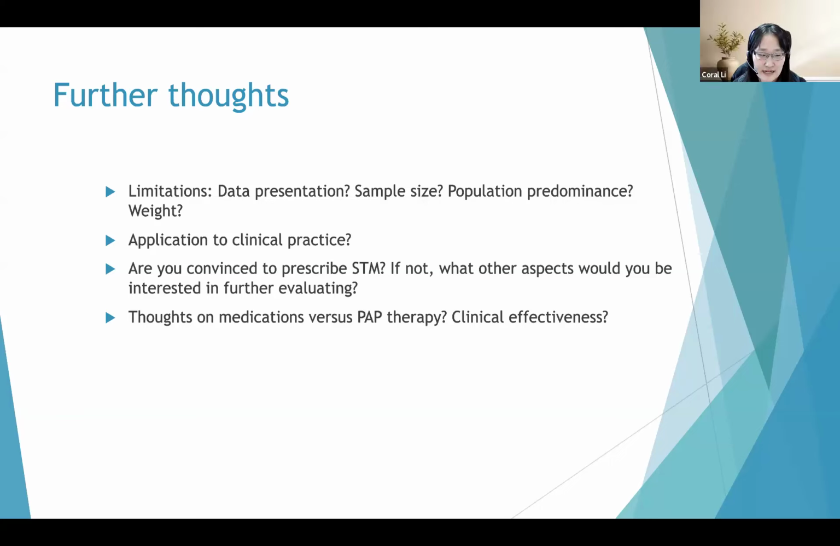Definitely. There are other aspects to patient care, not just the numbers that we see, but also what the patient needs as a whole.